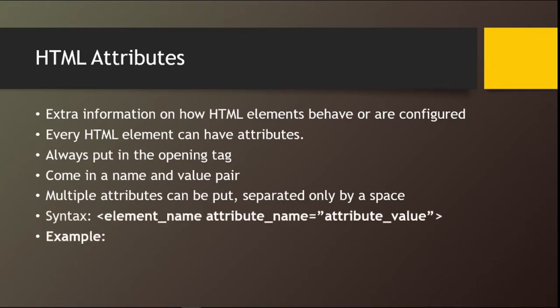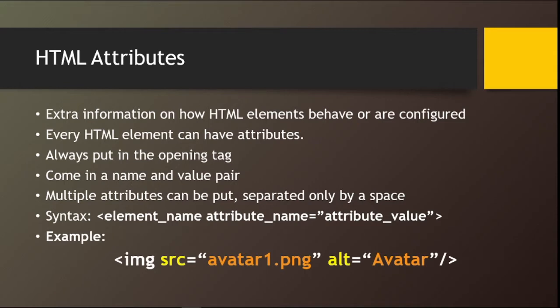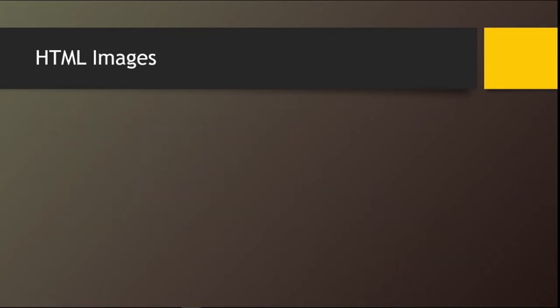Example. This is an image HTML element, img. The first attribute is the src or the source of the image with a value avatar.png. Our second attribute is the alt or alternative text with a value of avatar. Now let's push through with our examples so we can discuss further on HTML images.